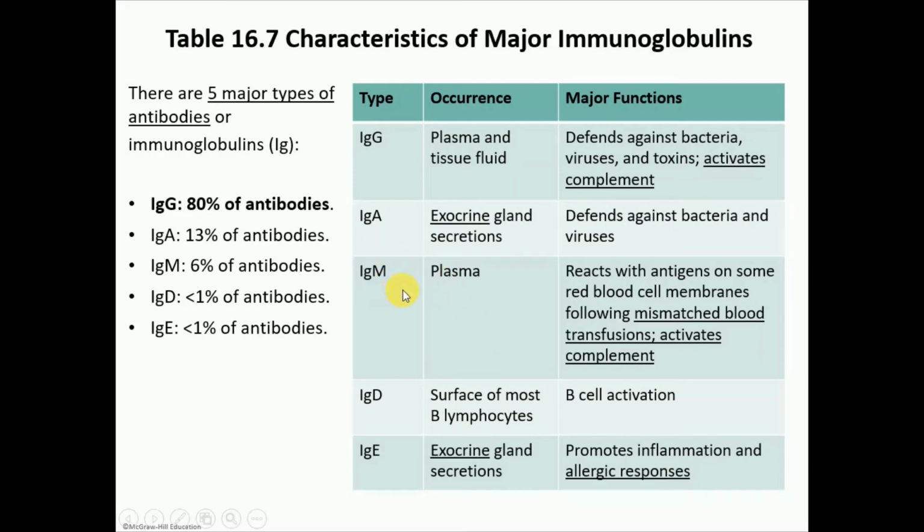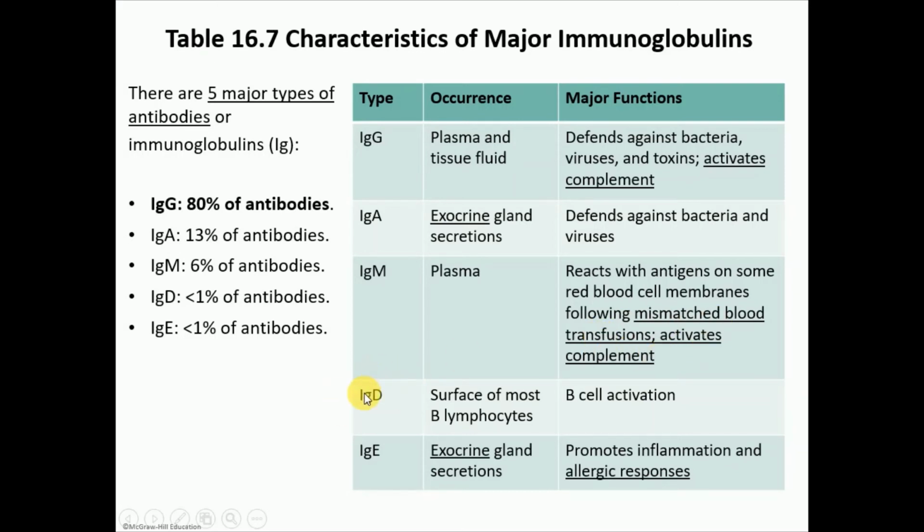Immunoglobulin Ms, or IgMs, are found in plasma, and these are the kind of antibodies that are part of the ABO blood system. So when we talk about antibody A or antibody B in terms of blood transfusion, this is the kind of antibody that is going to attack those A and B antigens. So the IgMs are responsible for mismatched blood transfusions. And again, remember that it activates complement.